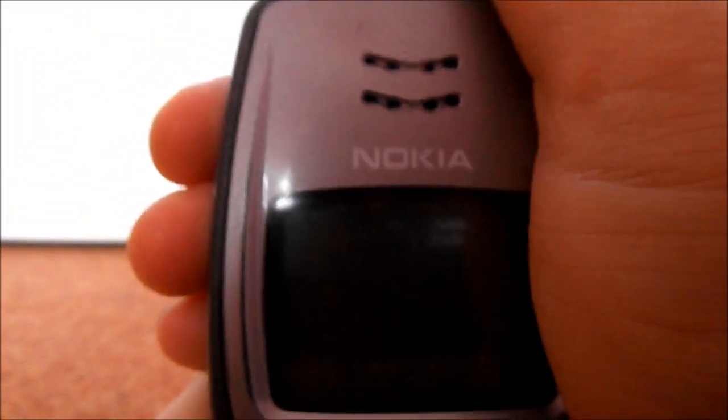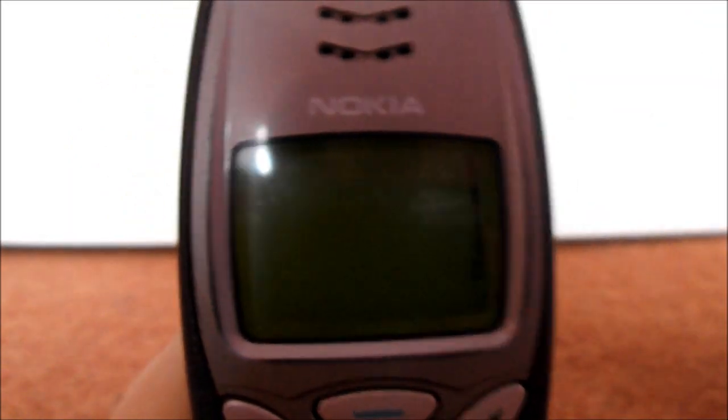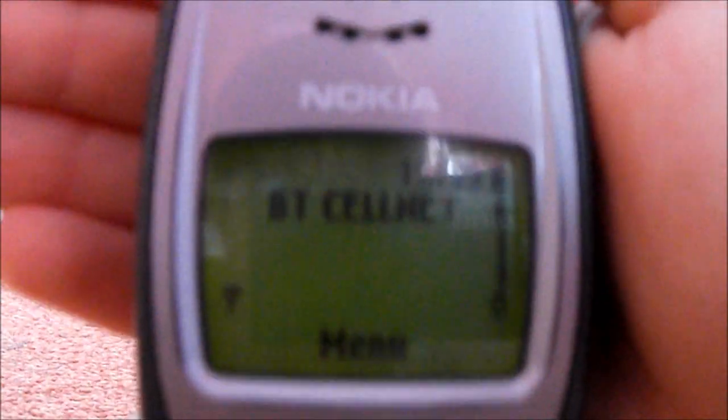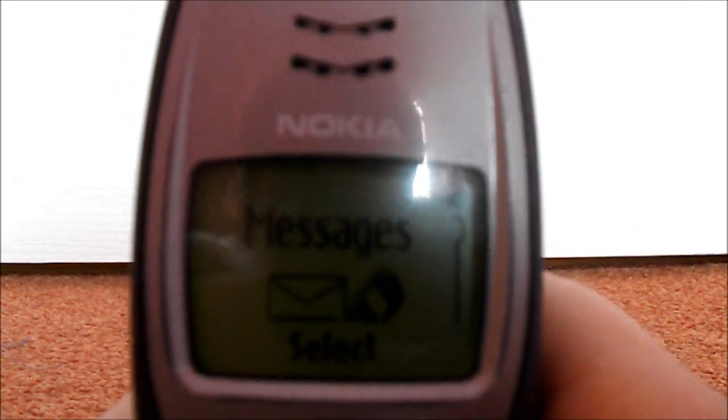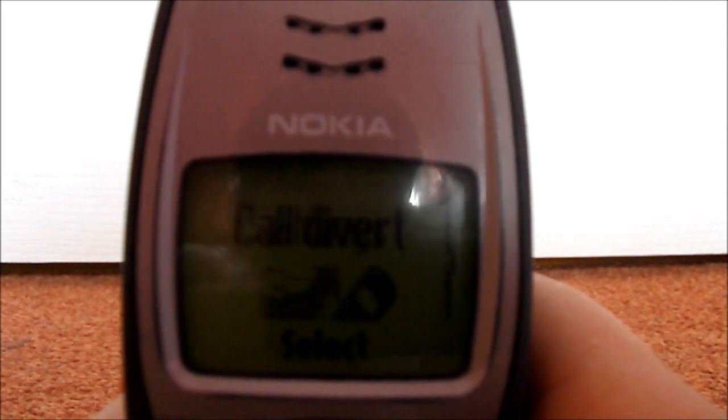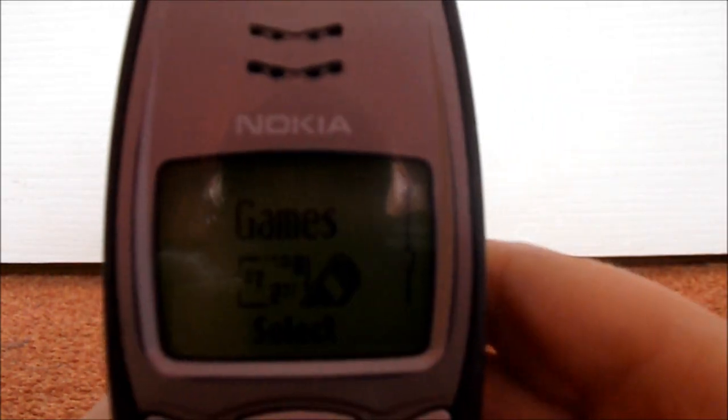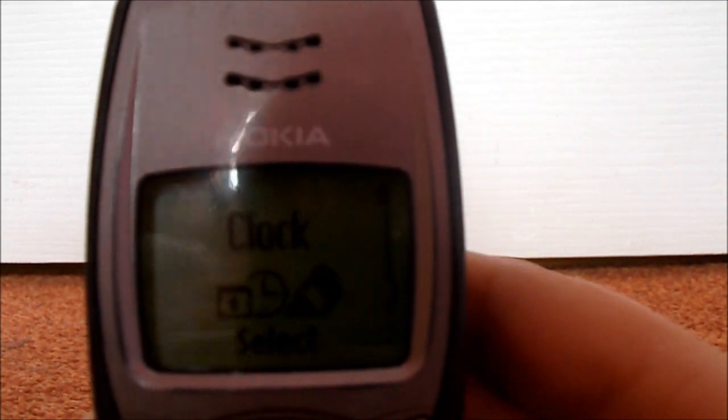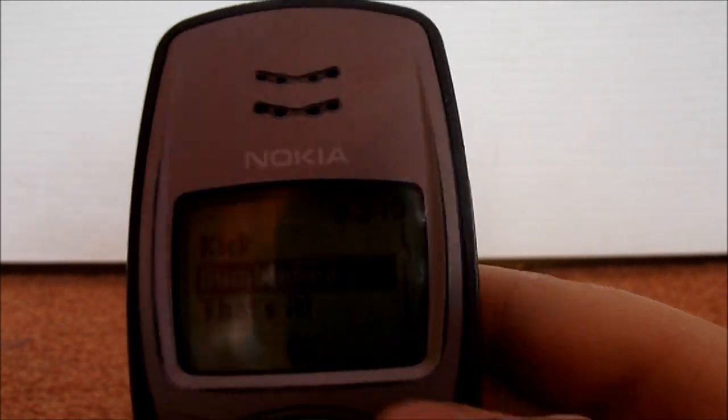Time to turn it on. This is Ethan's retro phone. Phone book, messages, call register, settings, call divert, games, like Snake, calculator, which doesn't work, clock, tones.